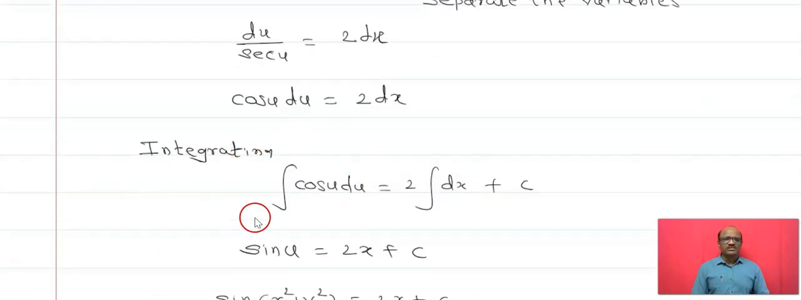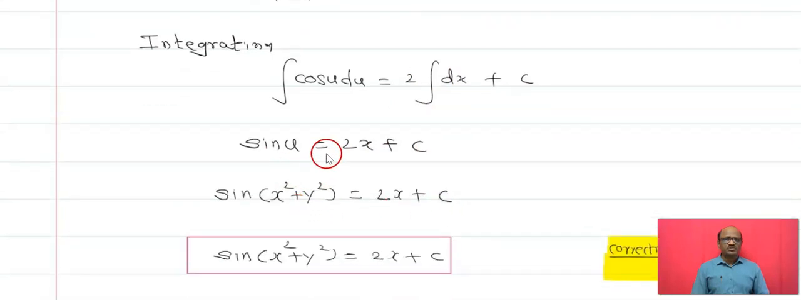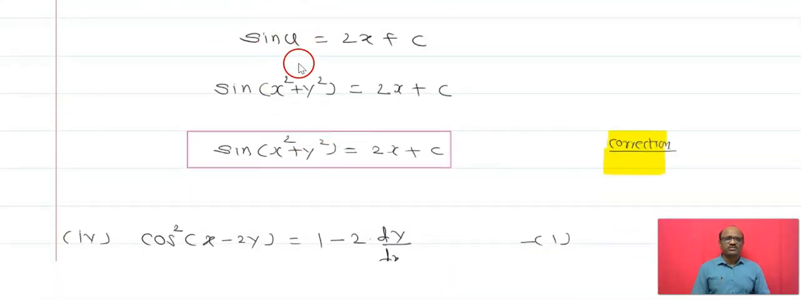Integrating on both sides. What is the integral of cos of u? That is the sine. Integral of dx is x into 2, that is 2x plus c. Resubstitute the value of u. What is the value of u? That is the sine of, value of u is x square plus y square. Therefore, sine in bracket x square plus y square, bracket complete, that's equals to 2x plus c. And this is my answer. Answer given in the textbook is a different one. This is my answer. If you agree, then write down this answer.